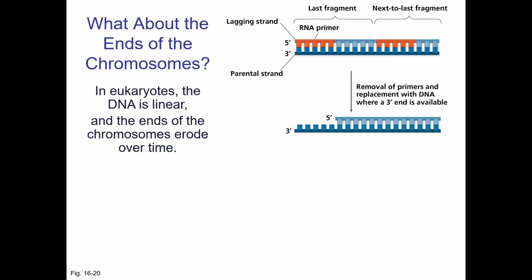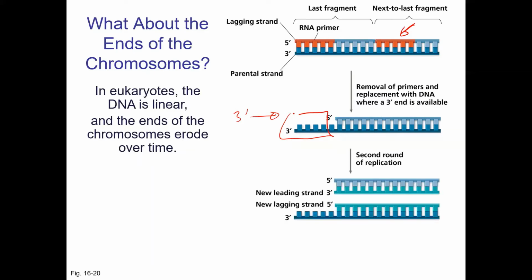The next to last fragment, so this one here, is not a problem. We can use our DNA polymerase, replace the RNA with DNA, and fix the gap with the ligase. But here is the problem: we have this last fragment, and you need this 3' end as part of the enzyme. There's no 3' end here for the polymerase to grab onto and make new DNA. And so if you have this little gap here, it just breaks off.